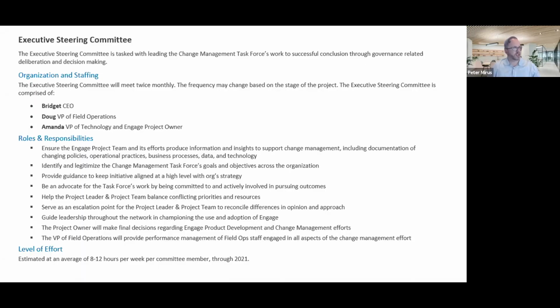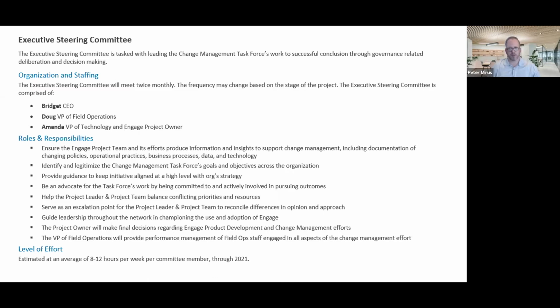So what you see on screen here is an example of how you could define an executive steering committee. That's one way that you can think about having executive interaction or engagement in technology implementations. It's just good to get everybody on the same page in terms of who those people would be.